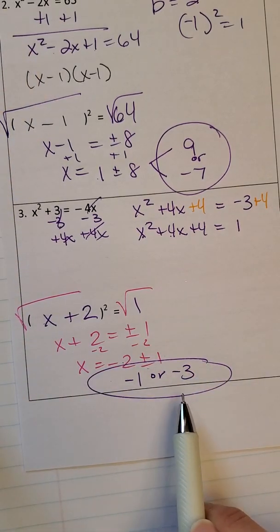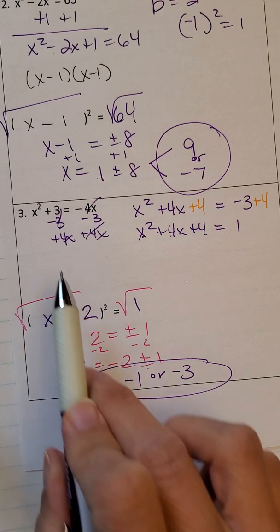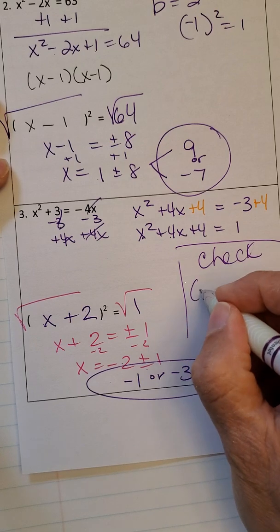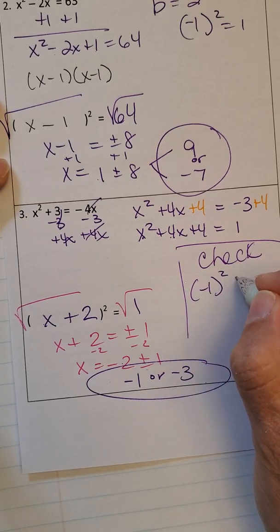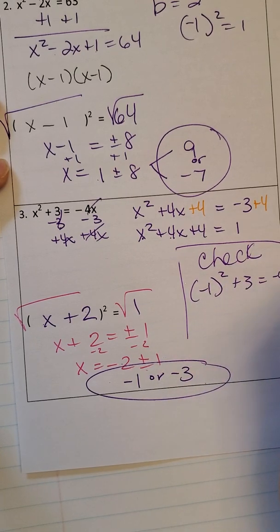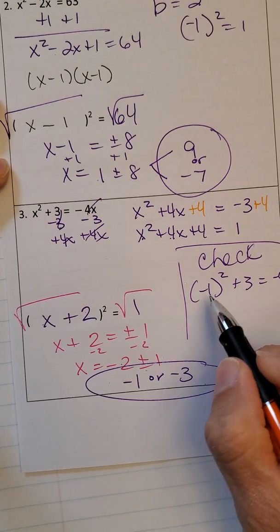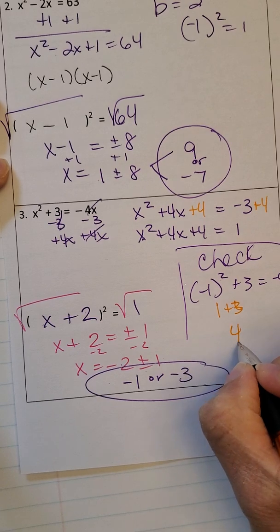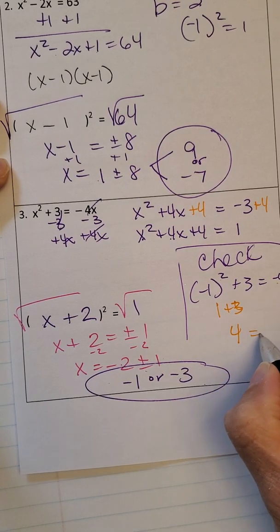Don't forget, you can always check by plugging one of these back in. So let's just do that real quick. Here, because I haven't done that yet. Let's check. We're going to check the negative 1. Negative 1 squared plus 3 equals negative 4 times negative 1. So negative 1 squared is 1. 1 plus 3 is 4. And negative 4 times negative 1 is also 4.